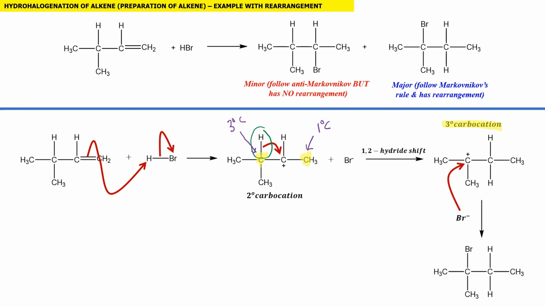So basically, itulah cara-cara untuk you buat mechanism untuk hydrations of alkene, dehydrations of alcohol dan juga hydrohalogenations of alkene. So I hope this video boleh bantu awak untuk menambahkan lagi kefahaman dan keyakinan awak untuk buat mechanism untuk preparation dan juga reactions of alkene. Okay, enjoy your learning.